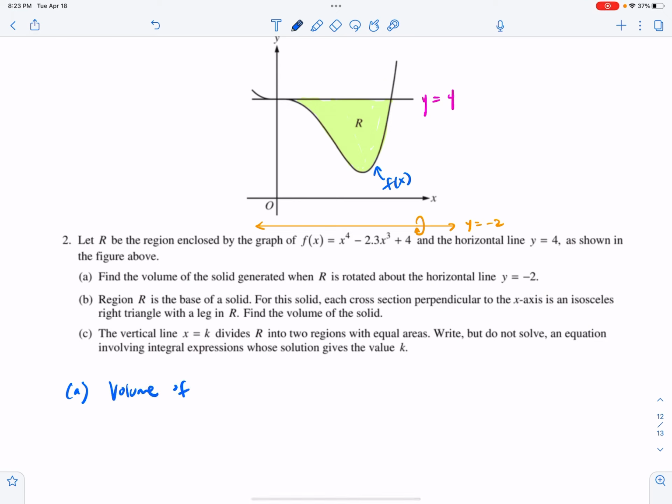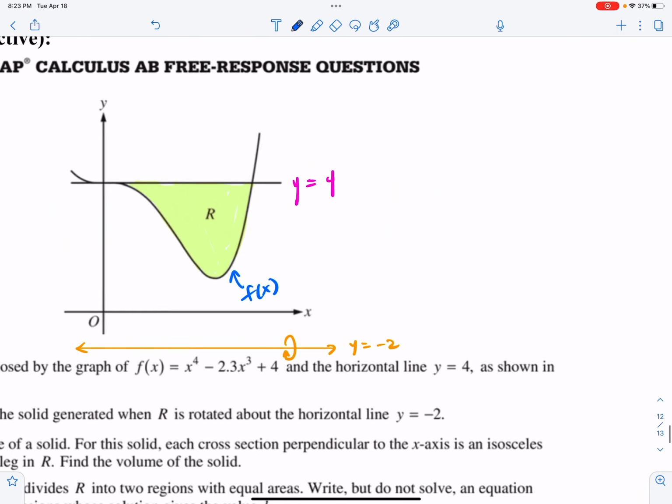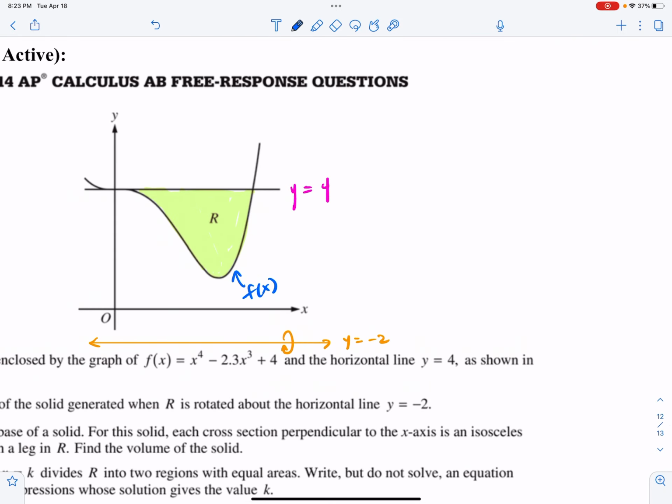So volume of R, you guys be specific, is equal to pi. If we think about rotating R around y equals -2, there's going to be a gap. This is washer method. Okay, so pi times, we need the limits of integration. So we need the smallest x value and the largest x value over which R is enclosed, bounded. It is calculator active, and you could find the points of intersection using your calculator, but this one is actually easy enough.